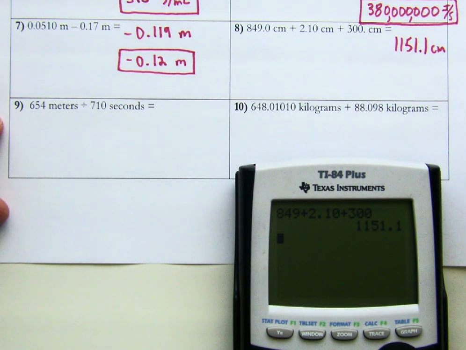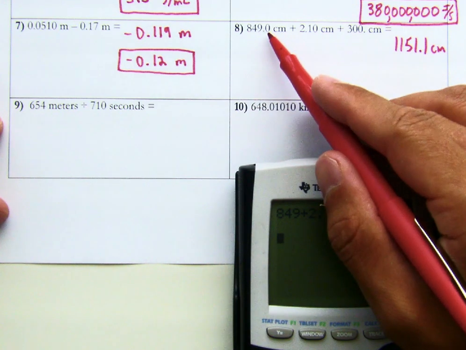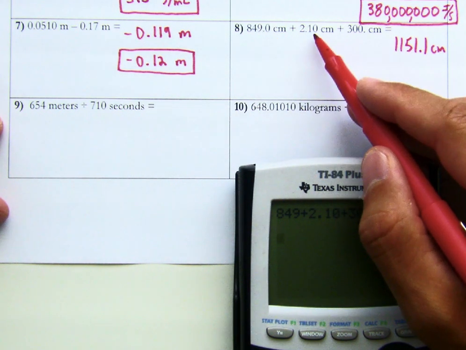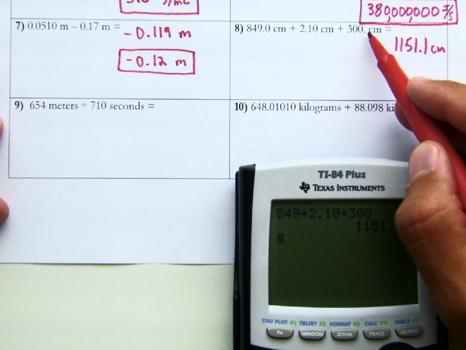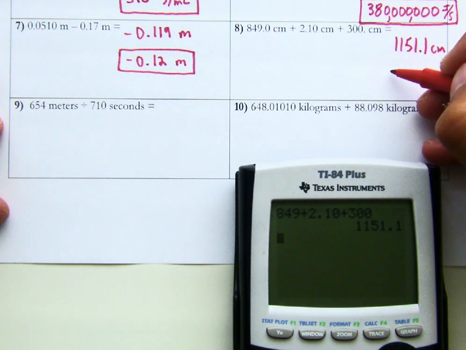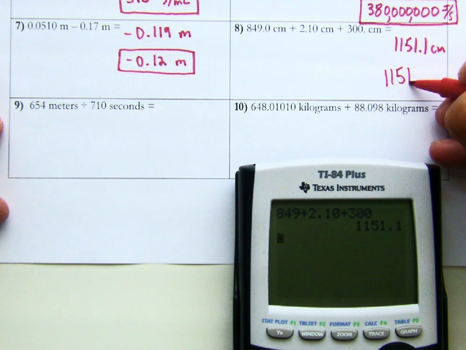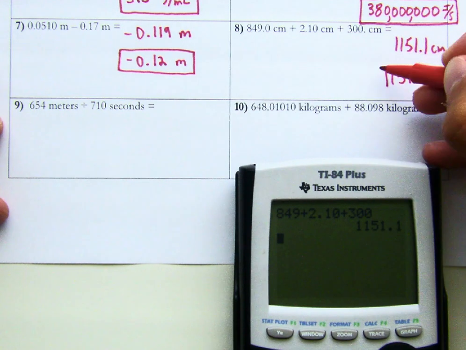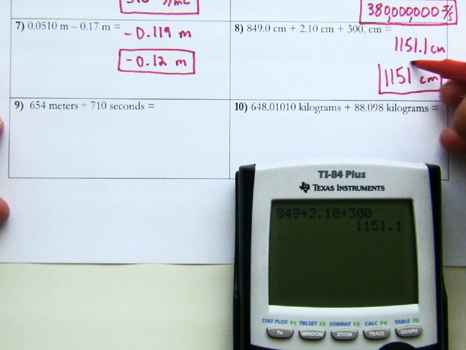Now, again, if we're adding, we can't have more numbers after the decimal point than the measurement with the least amount of numbers after the decimal point. This has one number after the decimal point. This has two numbers after the decimal point. This has no numbers after the decimal point. So that means our answer can have no numbers after the decimal point. So this becomes 1151. And that's it. No numbers after the decimal point. Okay.